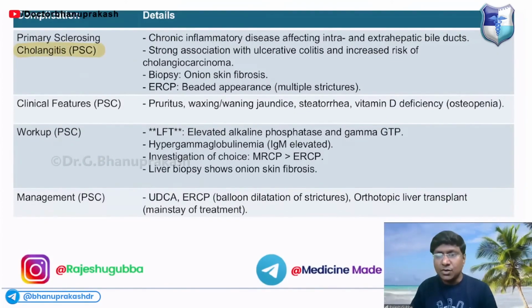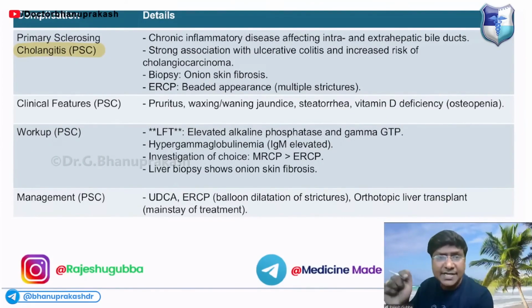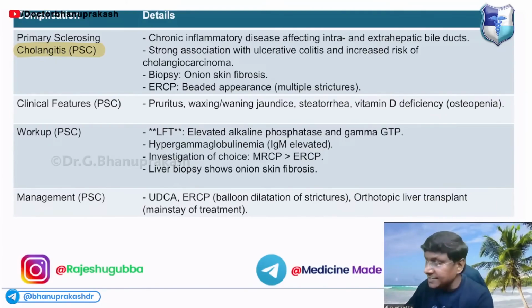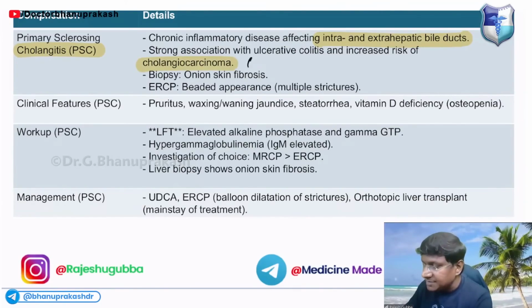Primary sclerosing cholangitis. What is the difference between these two? In primary biliary cholangitis, it is only an intrahepatic bile duct problem, whereas in primary sclerosing cholangitis, it is both an intra- as well as extrahepatic bile duct problem. Okay. And patients with primary sclerosing cholangitis are at increased risk of cholangiocarcinoma. Please remember, this is a very important question, right? They are at increased risk of cholangiocarcinoma.